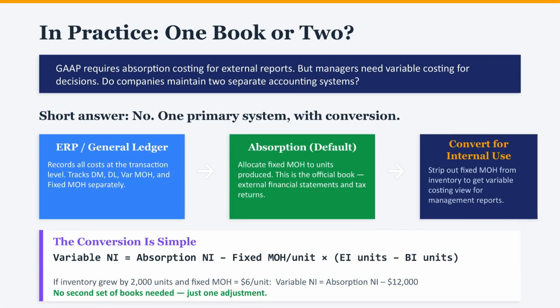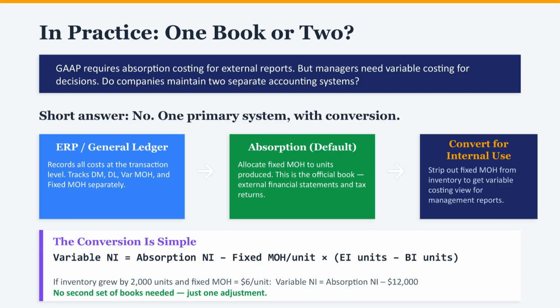A common student question: if GAAP requires absorption costing but managers need variable costing, do companies maintain two separate accounting systems? The answer is no. Most companies maintain one primary accounting system, built on absorption costing, because that is what is required for external financial statements and tax returns. The General Ledger and ERP system, SAP, Oracle, etc., record all costs at the transaction level, tracking direct materials, direct labor, variable overhead, and fixed overhead in separate cost pools.